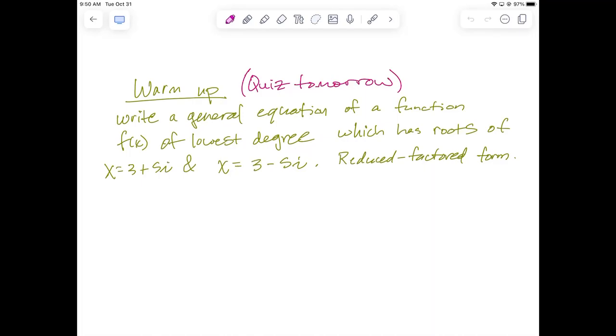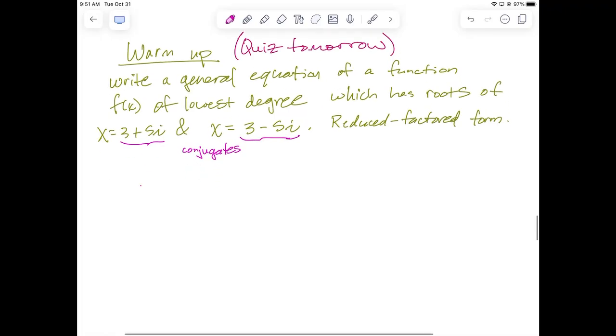Write a general equation of a function f of x of lowest degree, which has the roots of 3 plus 5i and 3 minus 5i. Put it in reduced factored form. Okay, first of all, what do we call 3 minus 5i and 3 plus 5i in relation to each other? Conjugates. Yeah, they're conjugates of each other.